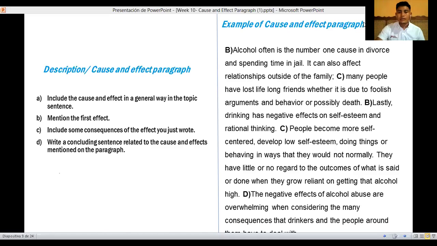Any volunteer? Me. Yes. Which part? The description, cause and effect manner, please. Okay.